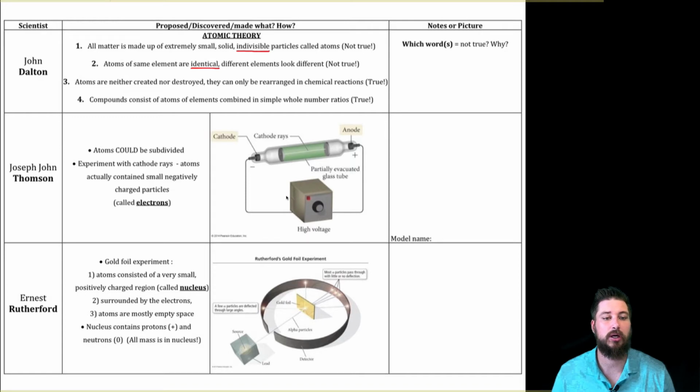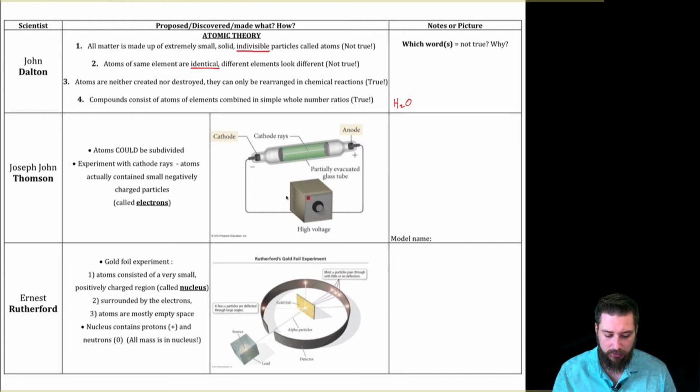And then the next one, compounds consist of atoms of elements combined in simple whole number ratios. To give you an example of that, we can think about what water is, H2O. Notice how there's two hydrogens to every one oxygen. Those are simple whole number ratios. It's a 2-to-1 ratio. And so that is true as well. Even though he got half of it right and half of it wrong, that's still pretty good considering that no one knew anything really about atoms back then. So that's actually pretty good.